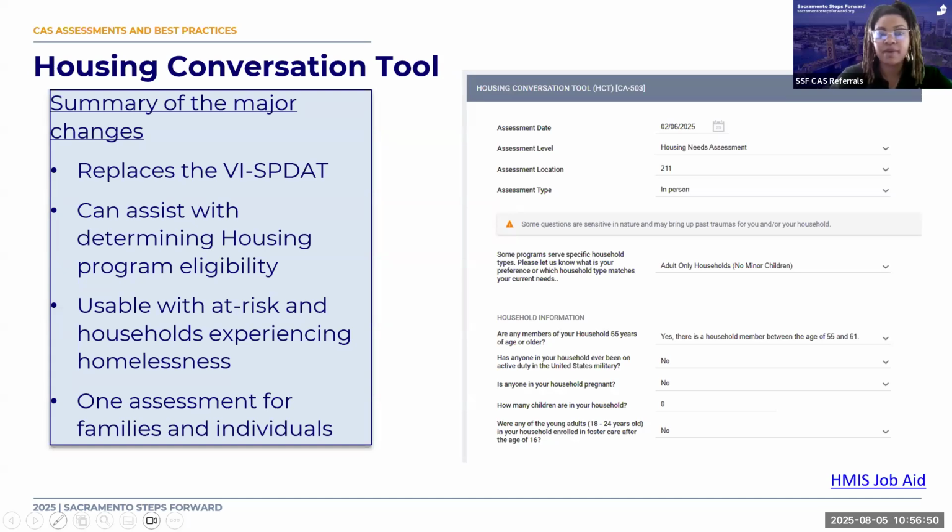And there is a HMIS job aid where you can find all the details about how to do this assessment in more detail.